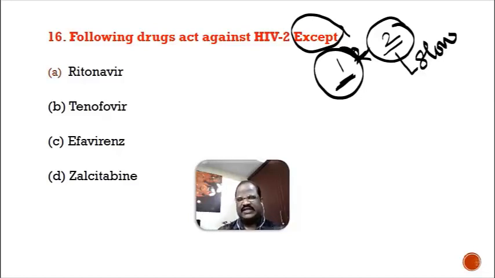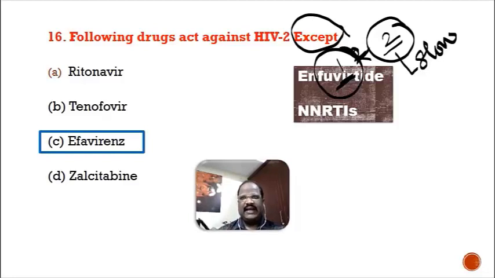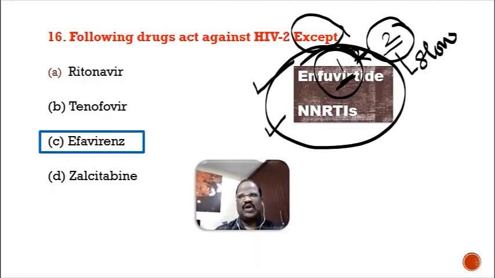Before looking at the answer, you should know among the antiretroviral drugs, remember enfuvirtide, a fusion inhibitor, and NNRTI. These two classes of drugs have no role on HIV-2. Remaining antiretroviral drugs are useful for both HIV-1 and 2. Anyway, the take-home message: enfuvirtide and NNRTI are not useful for treatment of HIV-2. Here, efavirenz is one of the NNRTIs, so the answer for the question is option C, efavirenz.